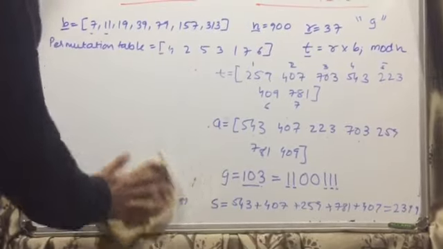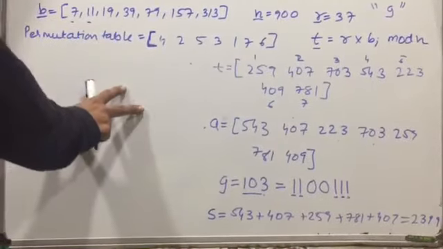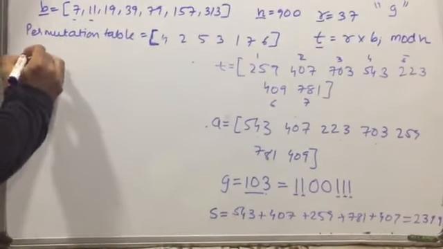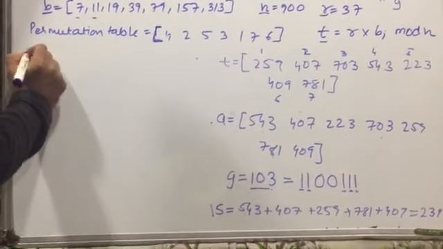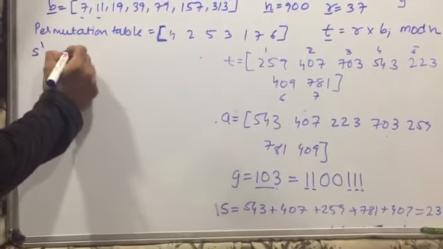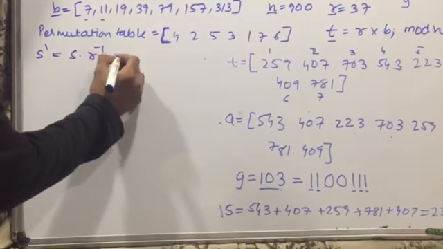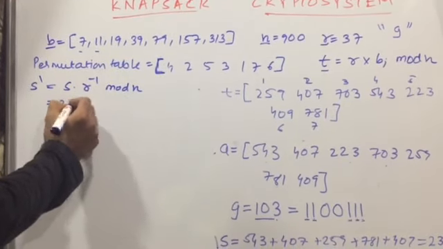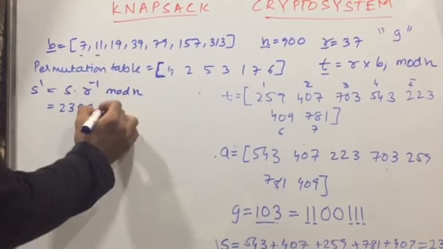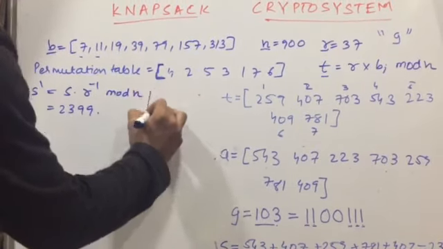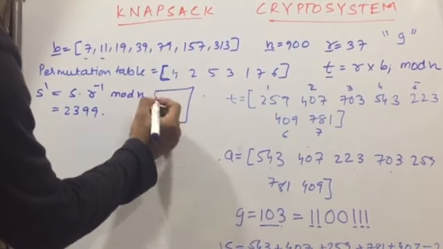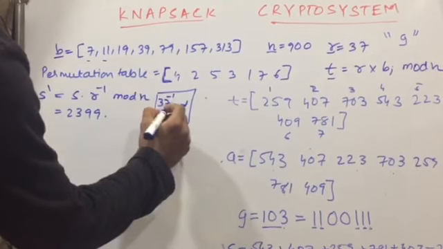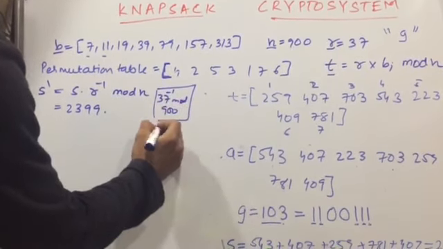Now we'll move on to the decryption part. You have completed the encryption portion. For the decryption portion, you have to find S dash. Its formula is S into R inverse mod N. So S over here is 2399, and R inverse we have to find. So R inverse will be 37 inverse mod 900, which will be 73.